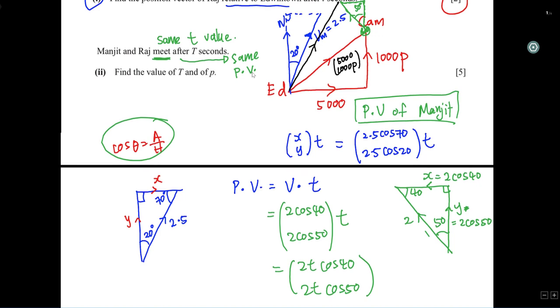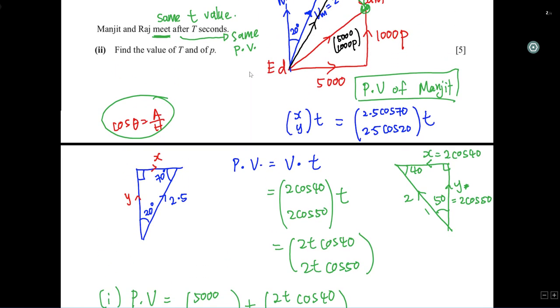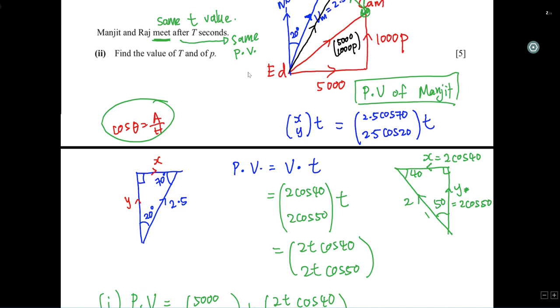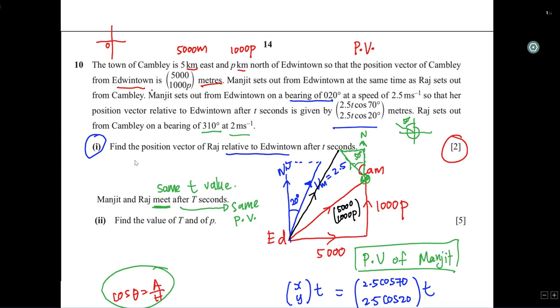Okay, same place and same time, so it must be the same t value and the same position vector. Therefore, I can substitute their position vectors into each other to find my values of t and p. This is the position vector of Ra, so I will substitute the position vector of Manjit here. Because both of them are relative to Edwin Tao, it's okay for me to substitute.